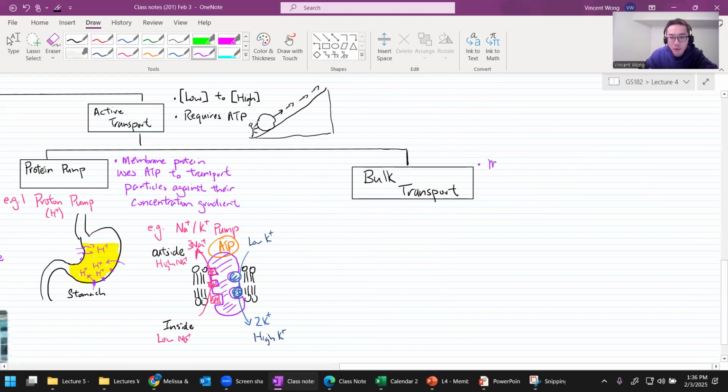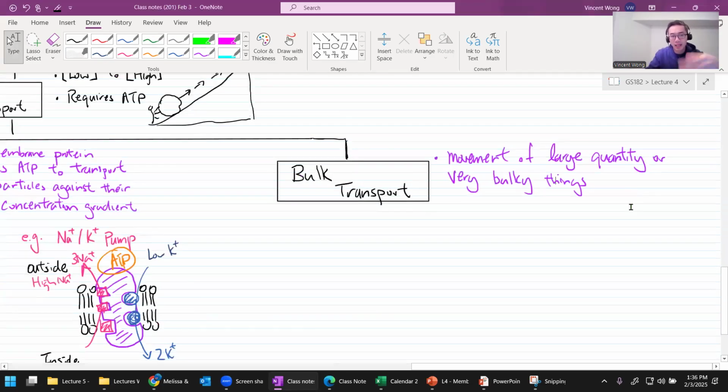So let me write down for you. Movement of large quantity or very bulky things. I say things here instead of particles because it might be alive things. Like if you're eating a bacterium or something, that's a living cell. Very bulky things across the cell membrane. Okay, so that's bulk transport.